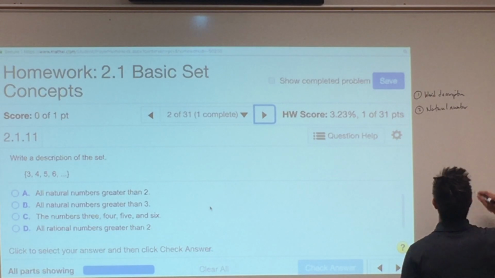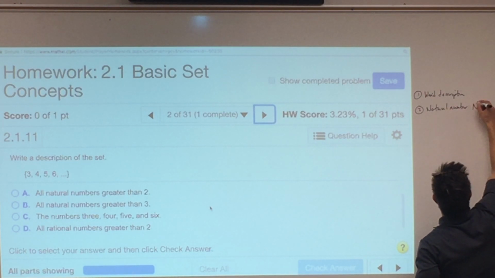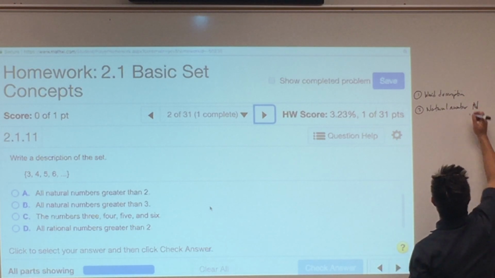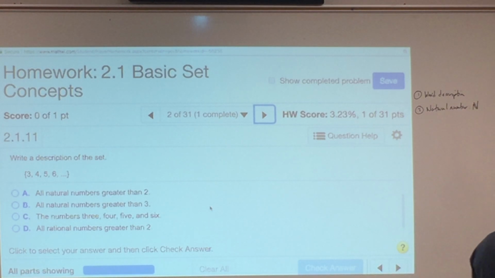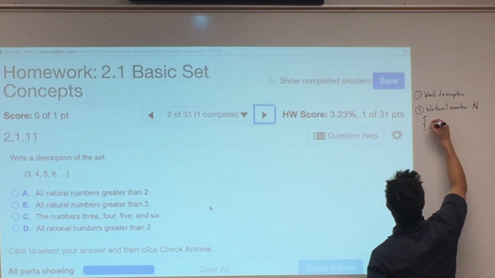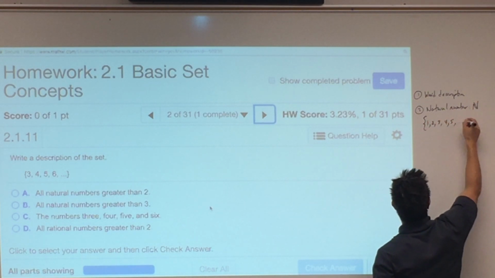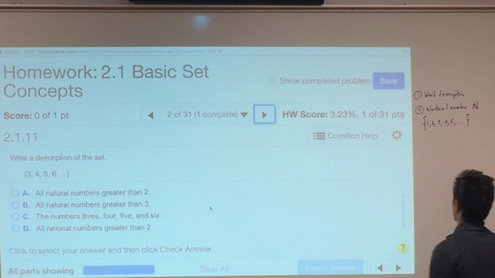So what is a natural number? First, you need to know that the natural numbers are denoted with a double-backed N. If I put down a double-backed N, you're going to think natural numbers. They're going to put it as a bolded N. You'll see it later. What are natural numbers? Natural numbers are the set of numbers starting at 1 and going on to infinity.